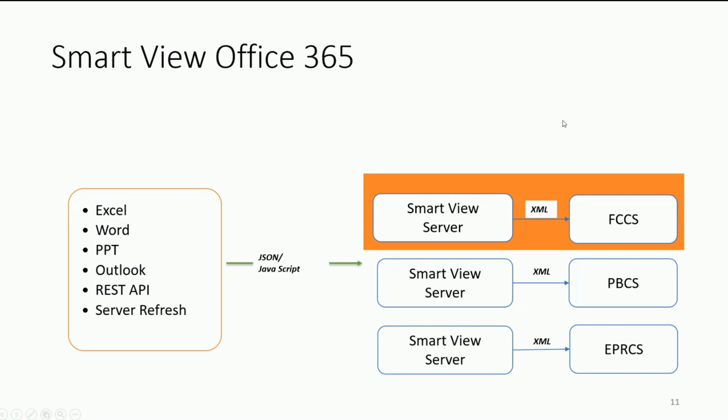Next, I'm going to give you an architecture overview of what things look like for us. Like I mentioned, we have this add-in working across different components. Now we have our backend systems like financial consolidation, planning and budgeting cloud service, enterprise reporting cloud service, etc.